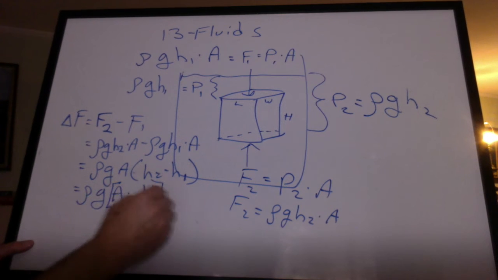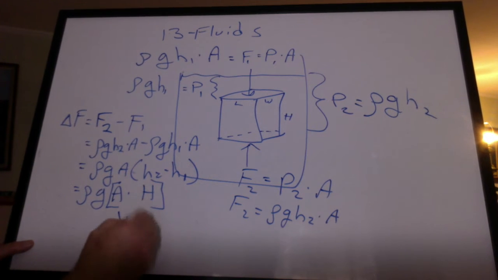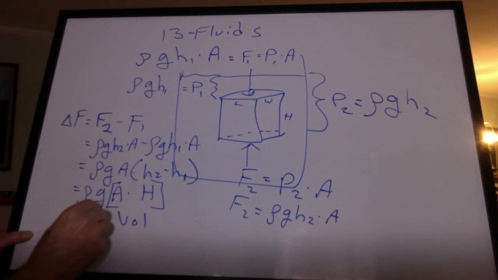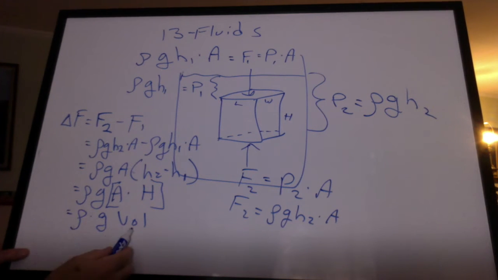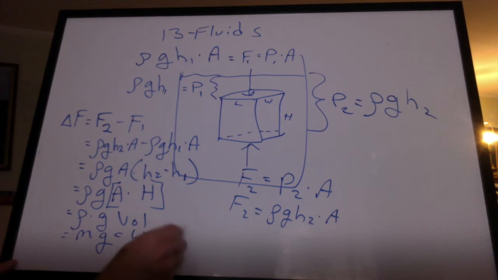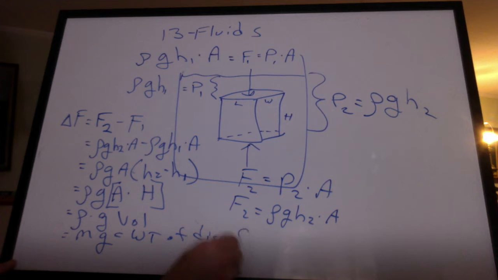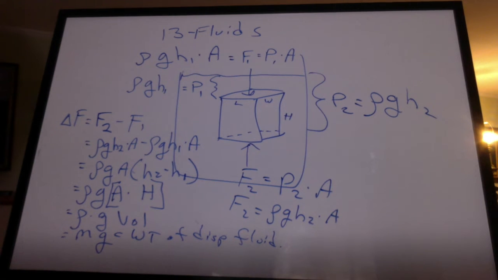This is the volume of the object. That's how much water was displaced. Take the volume times the density, and you're going to get the mass. This is the density of the water, so that's the mass of the water. This is the weight of the displaced fluid. That's how you calculate the buoyant force.